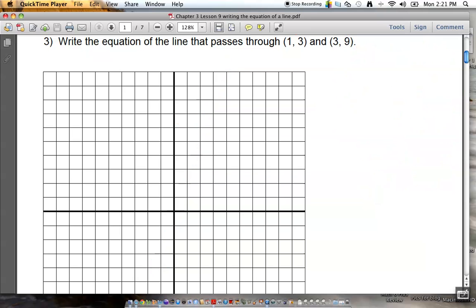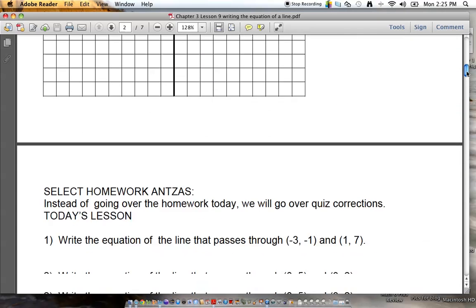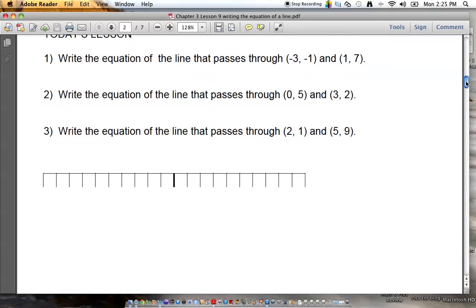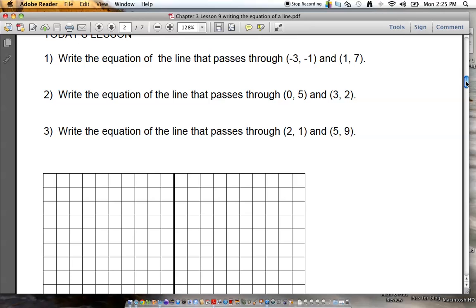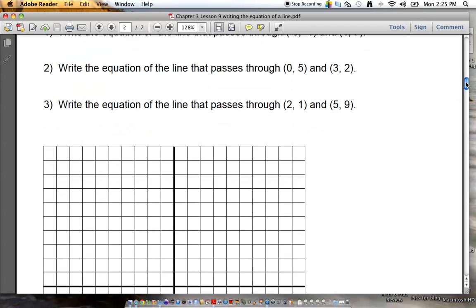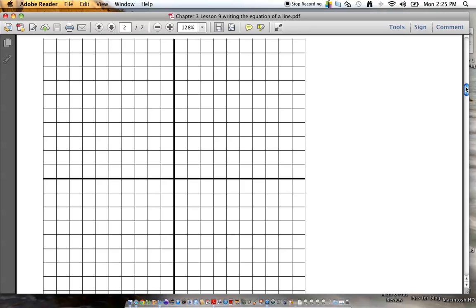So let's go to today's lesson. It says, write the equation of a line that passes through -3, -1, and 1, 7. So why don't you graph those 2 points, draw the line. If you need a straight edge, use the edge of your paper or something. And then we'll go over the equation of the line.